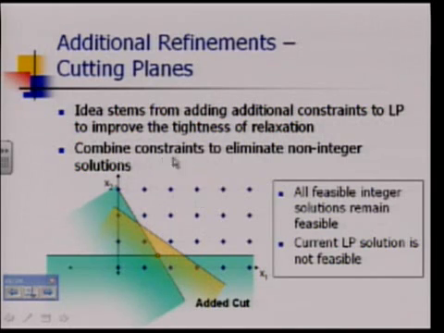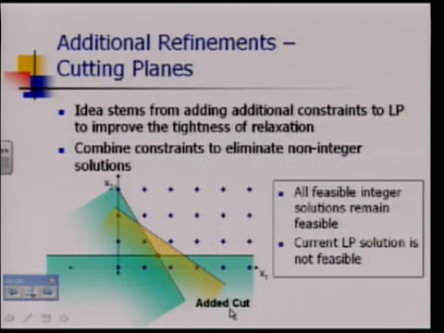And this may help to eliminate some non-integer solutions to your problem. And basically by doing that, you can think about it as all the integer solutions originally feasible remaining feasible, but some non-integer solutions will be cut based on the additional plane.